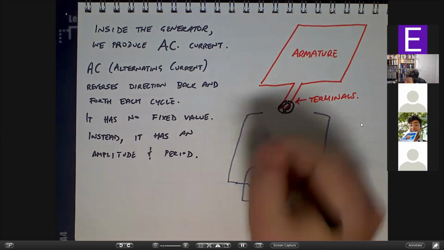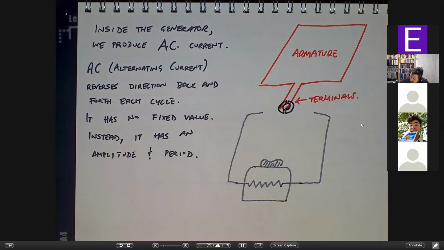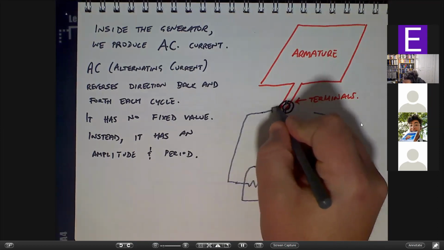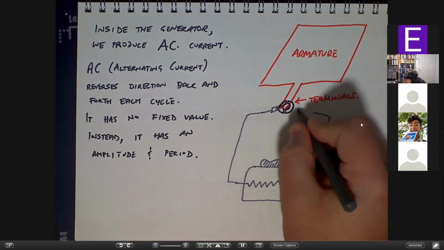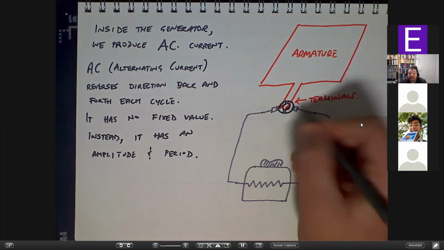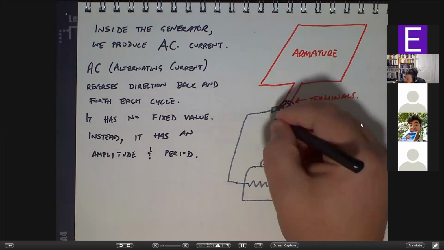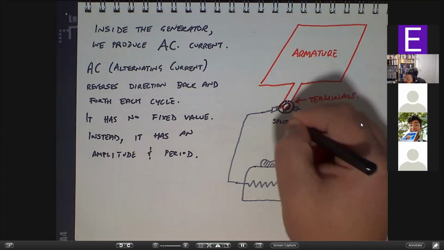and then connected to the load, we have these carbon brushes that just make contact not with the wire themselves, but with the commutator. All right, so this thing here is a split ring commutator.